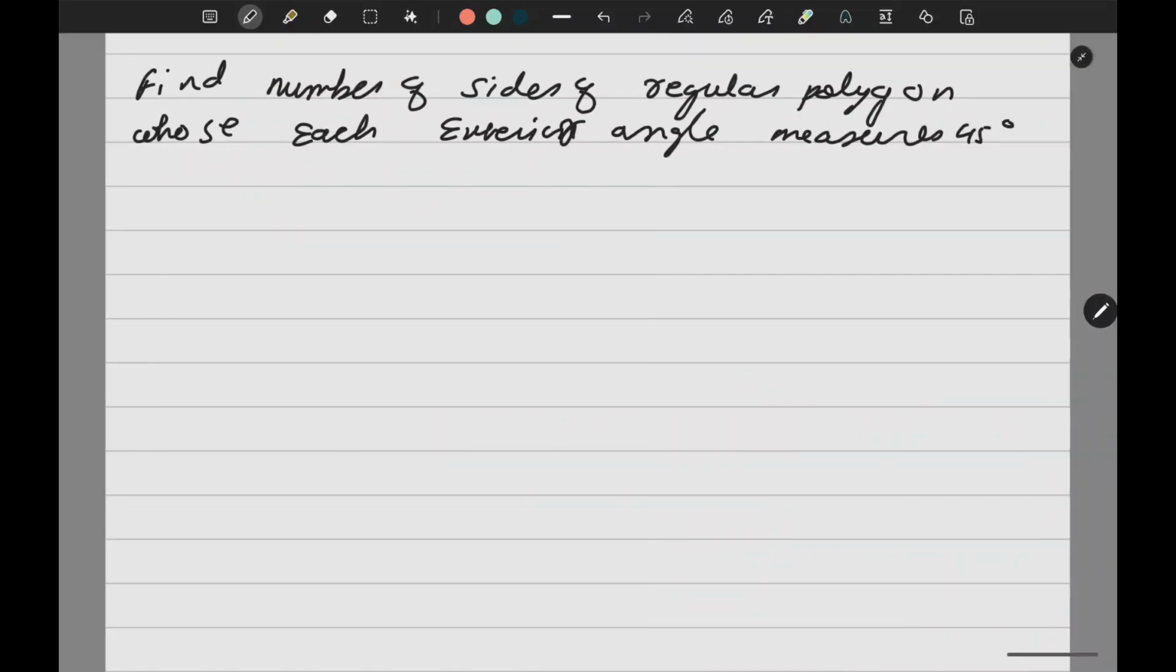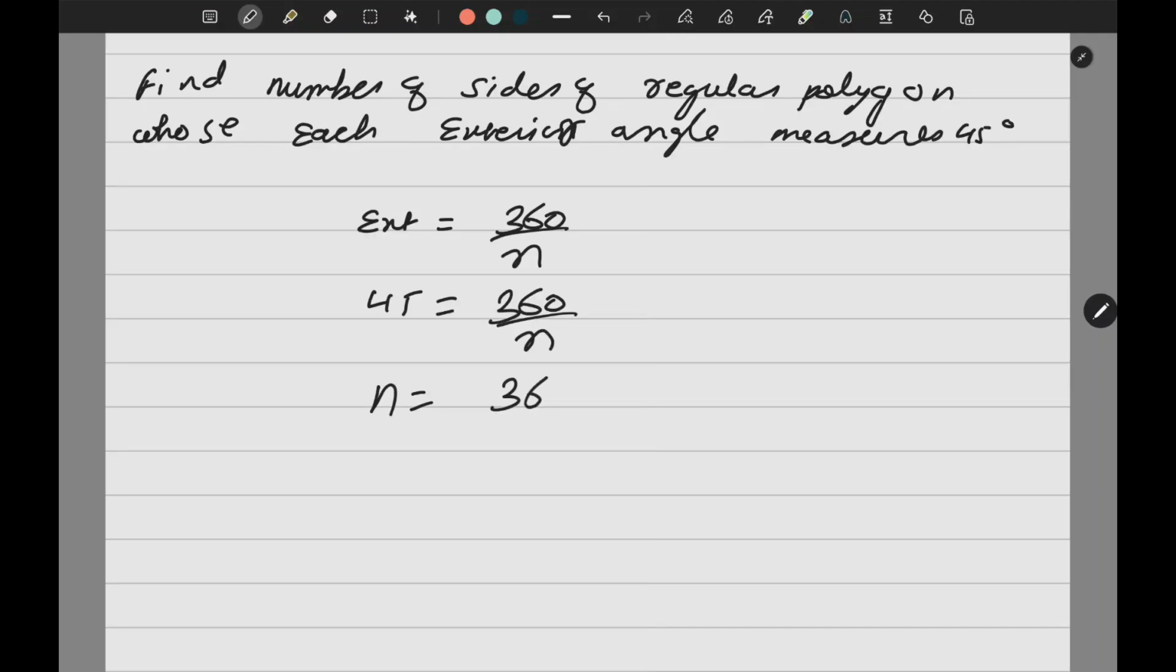Correct? Now the next question is find the number of sides of a regular polygon whose each exterior angle measures 45. Now I know that exterior angle is equal to 360 upon n. So 45 is equal to 360 upon n. So n is equal to 360 upon 45, right? So I will do it like that. 5 9s are 45, this becomes 72 again, and then it will become 8. So it will have 8 sides. Easy?